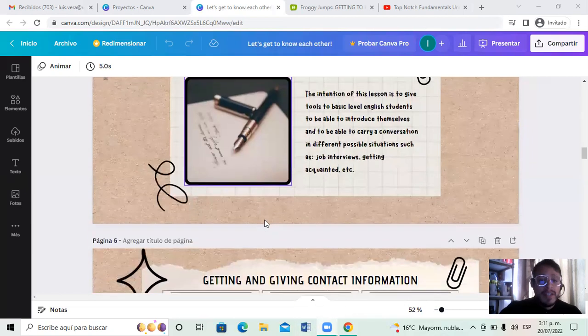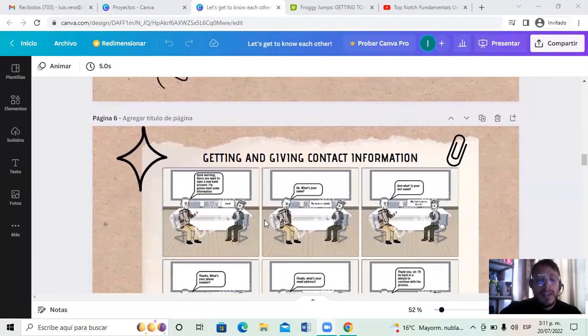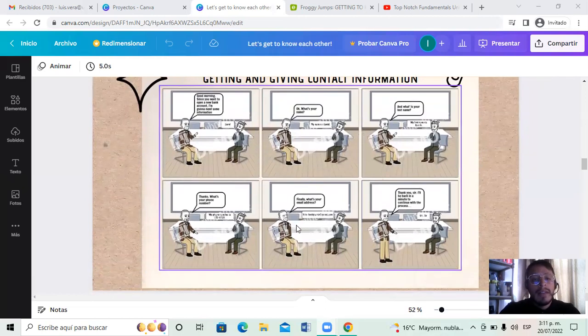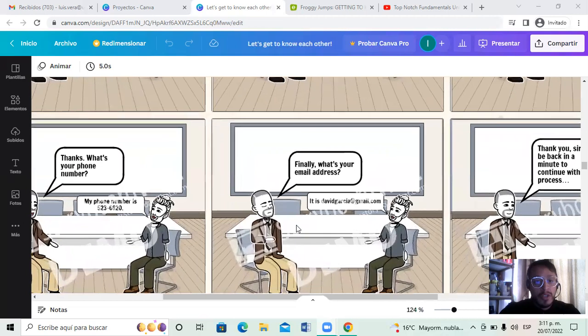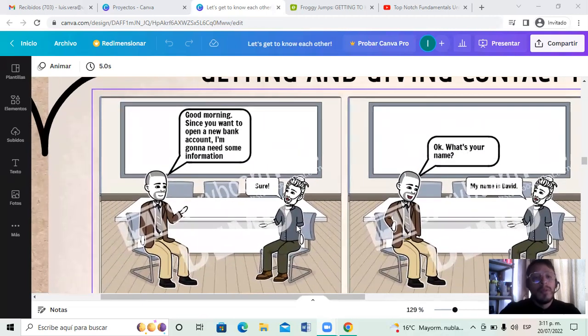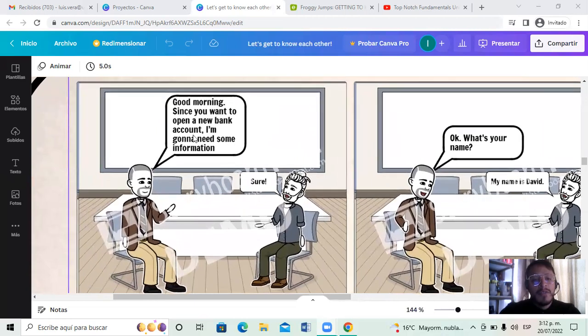Entonces, empecemos. Let's start this lesson with a little comic. I prepared this comic, and in this comic, there is a very specific situation. Look at this. We have two people. And let's pay attention to the first part. It says, good morning. Since you want to open a new bank account, I'm gonna need some information. So we have a situation. Hay una situación. Esta persona que está acá quiere abrir una cuenta bancaria.